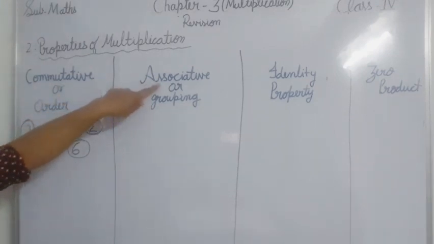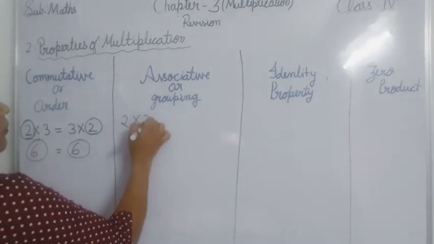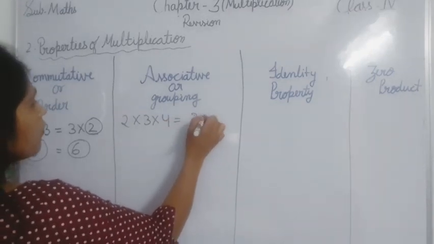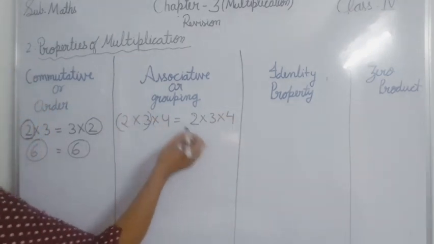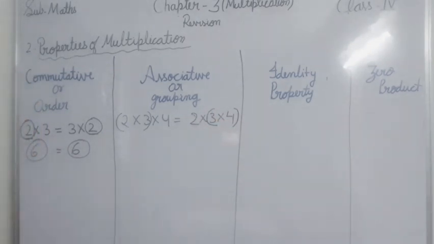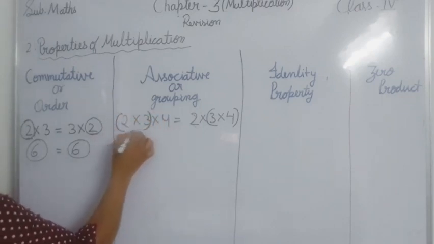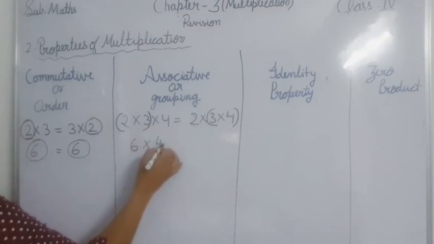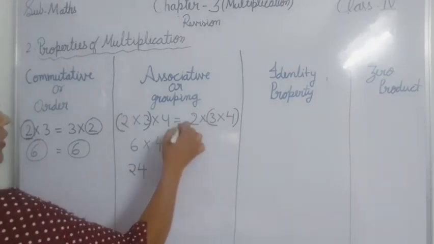What is the associative or grouping property? The name suggests grouping property. Here I am making the group of 2 and 3, and here I am changing their group. Now I am making the group of 3 and 4. Now let's solve them and see what happens. These are the small brackets. First we need to solve the brackets. 2 3s are 6. Then multiply with 4. 6 4s are 24.